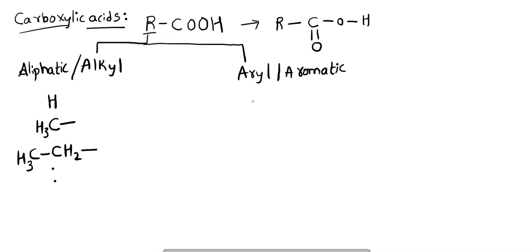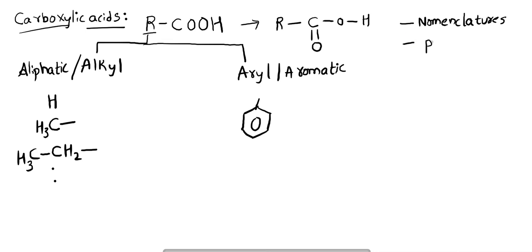This R can be aromatic, which means ring compounds, like benzene ring compounds. It depends upon the example. R may be an alkyl group or aliphatic group, or aryl or aromatic group. So when we are discussing these carboxylic acids, we will discuss subtopics like this. First we see nomenclature of carboxylic acids. How to name these carboxylic acids is the first part.